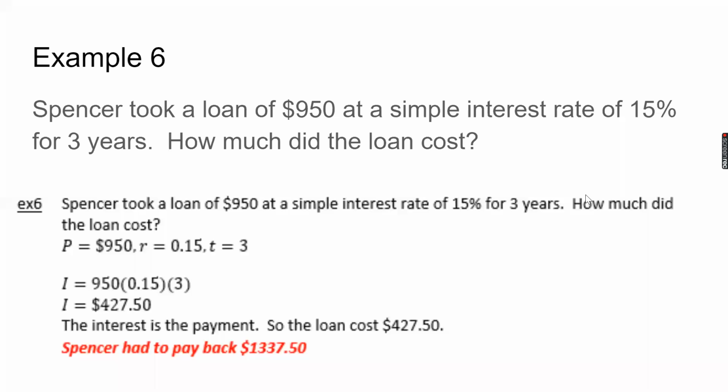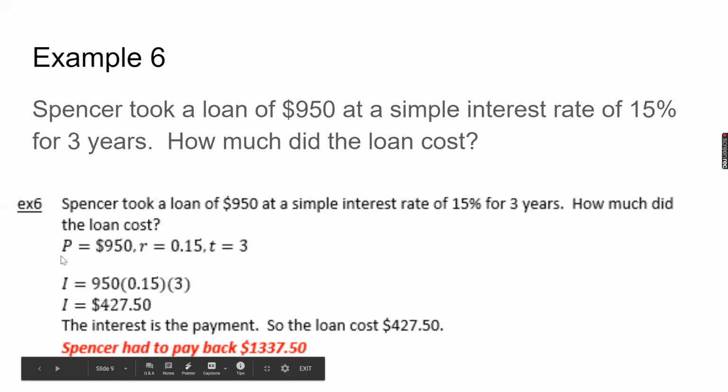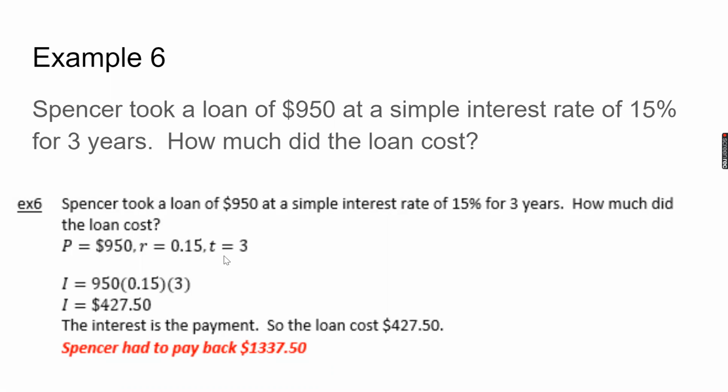And this is the final answer for number 6. So just like we did, we list out the numbers, and then we're going to substitute it into our formula. So we have the numbers for P, R, and T, which makes our lives easier because then we don't have to do the one-step equation at the end. So we're just going to multiply those 3 numbers, and it gets $427.50. So the loan's going to cost them $427.50.